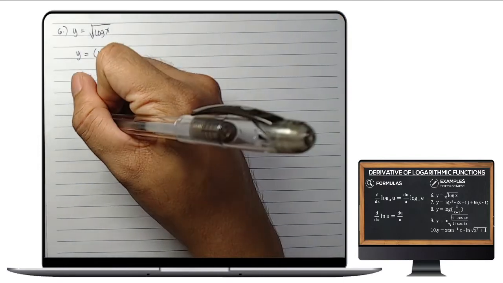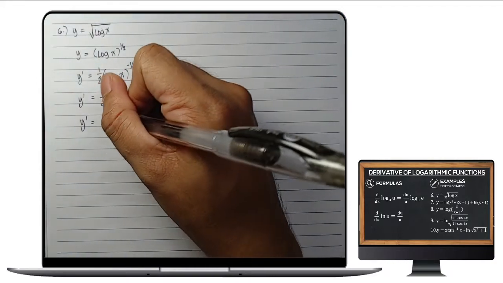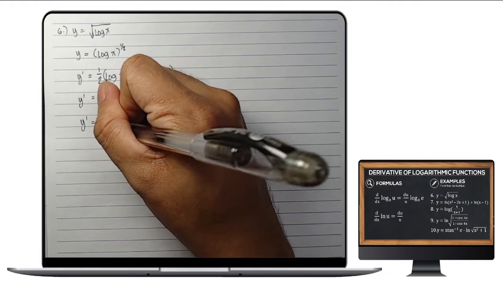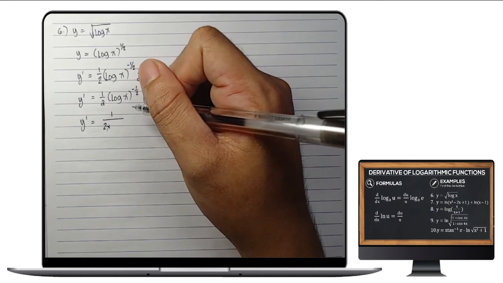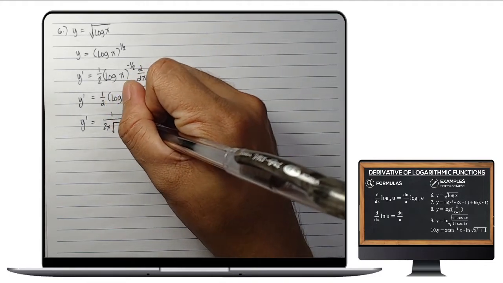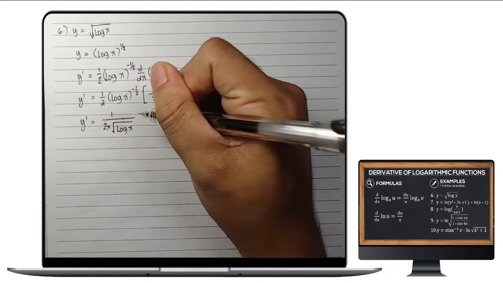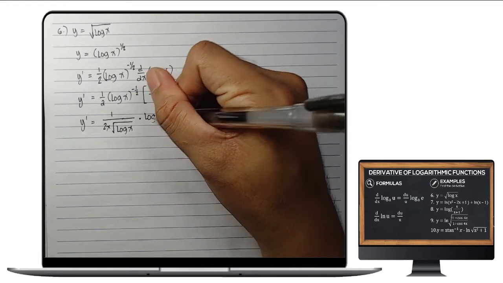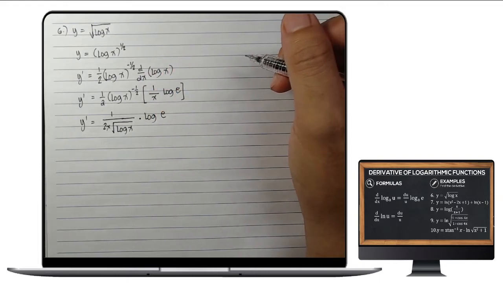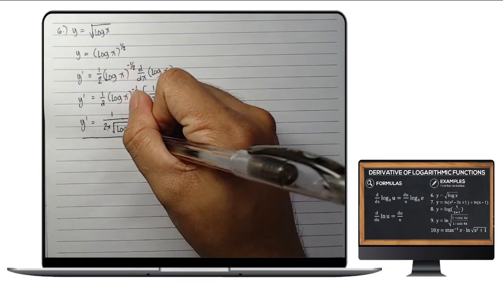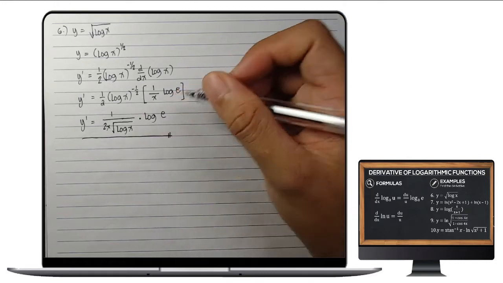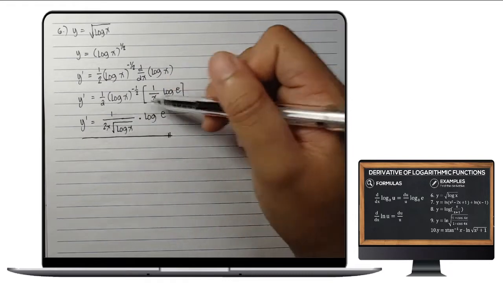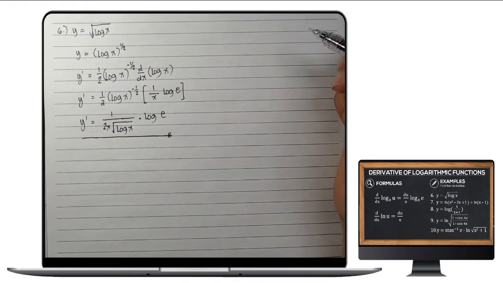So let's simplify it. We have y prime is equal to 1 over 2x multiplied by log of x raised to negative 1/2. So we can bring it down. We have it as log of x raised to positive 1/2 in the denominator, or we can have it as the square root of log of x. And we can multiply this by log of e. Okay? So we can have it as our answer. So you can write log of e in the numerator, or you can write it this way. Okay? Either one. So this is our answer for number 6.